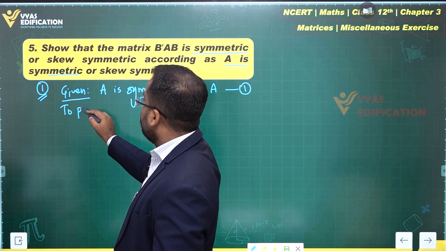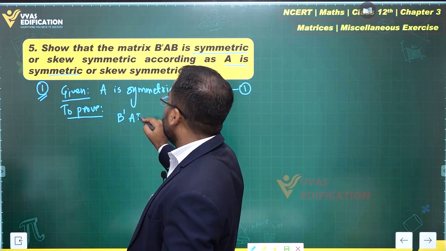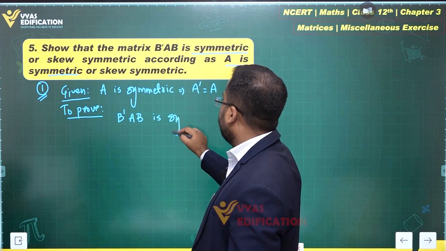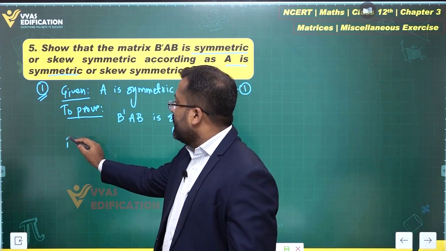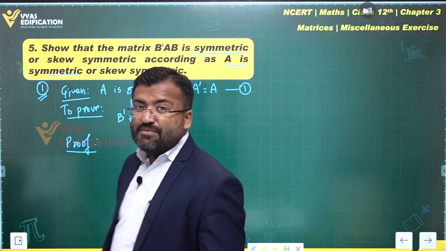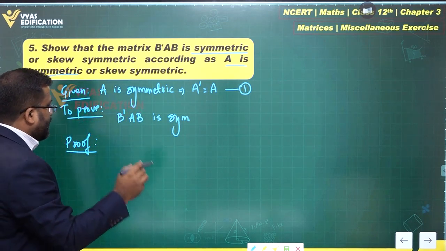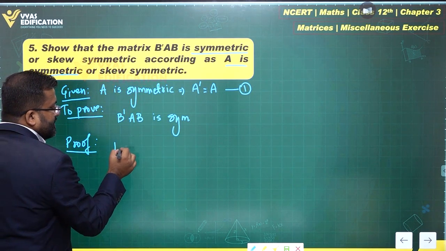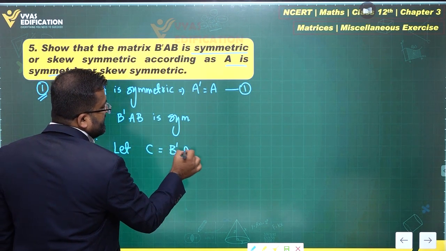To prove B transpose AB is symmetric. This is what we want to prove, and let's take a look at the proof. If you want to prove that this matrix is a symmetric matrix, let's try to take the transpose of this matrix first. So for doing that, let's begin with a matrix C equals B transpose AB.